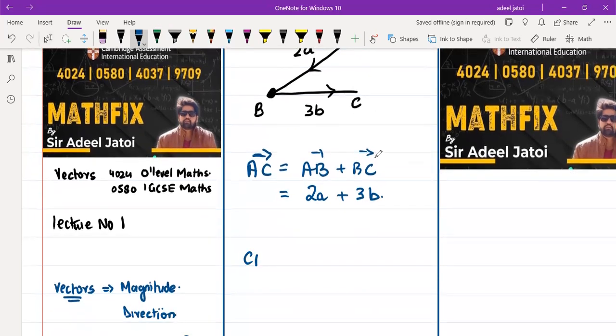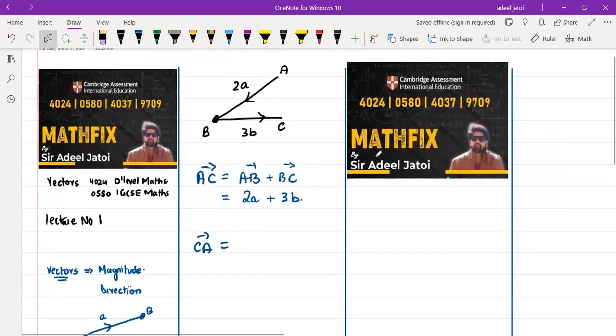Let's say I want to go from C to A. If I want to go from C to A, that means I'll be using CB plus BA. This is the route that I'm taking: CB plus BA. So when I'm going from C to B, I'm basically going against the given direction.